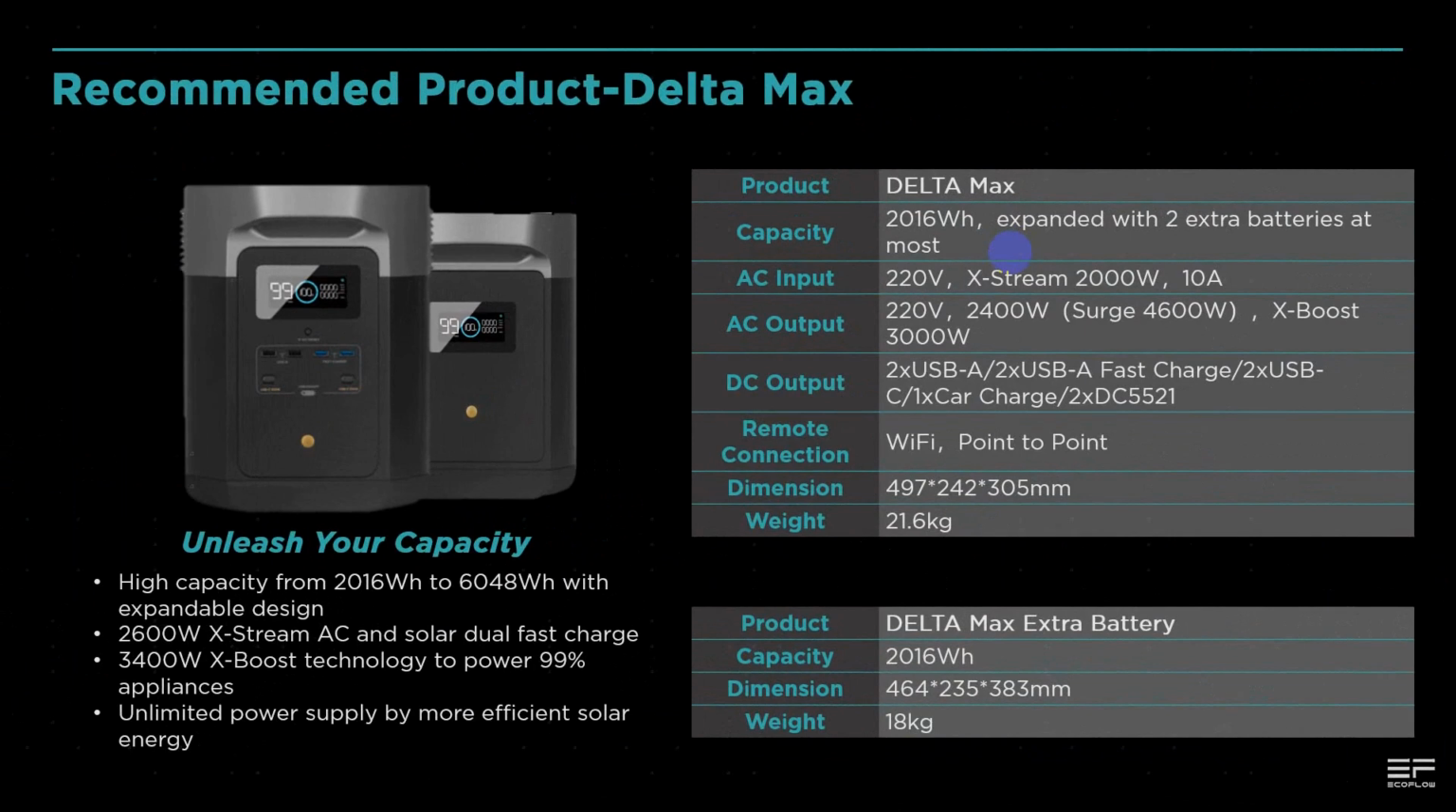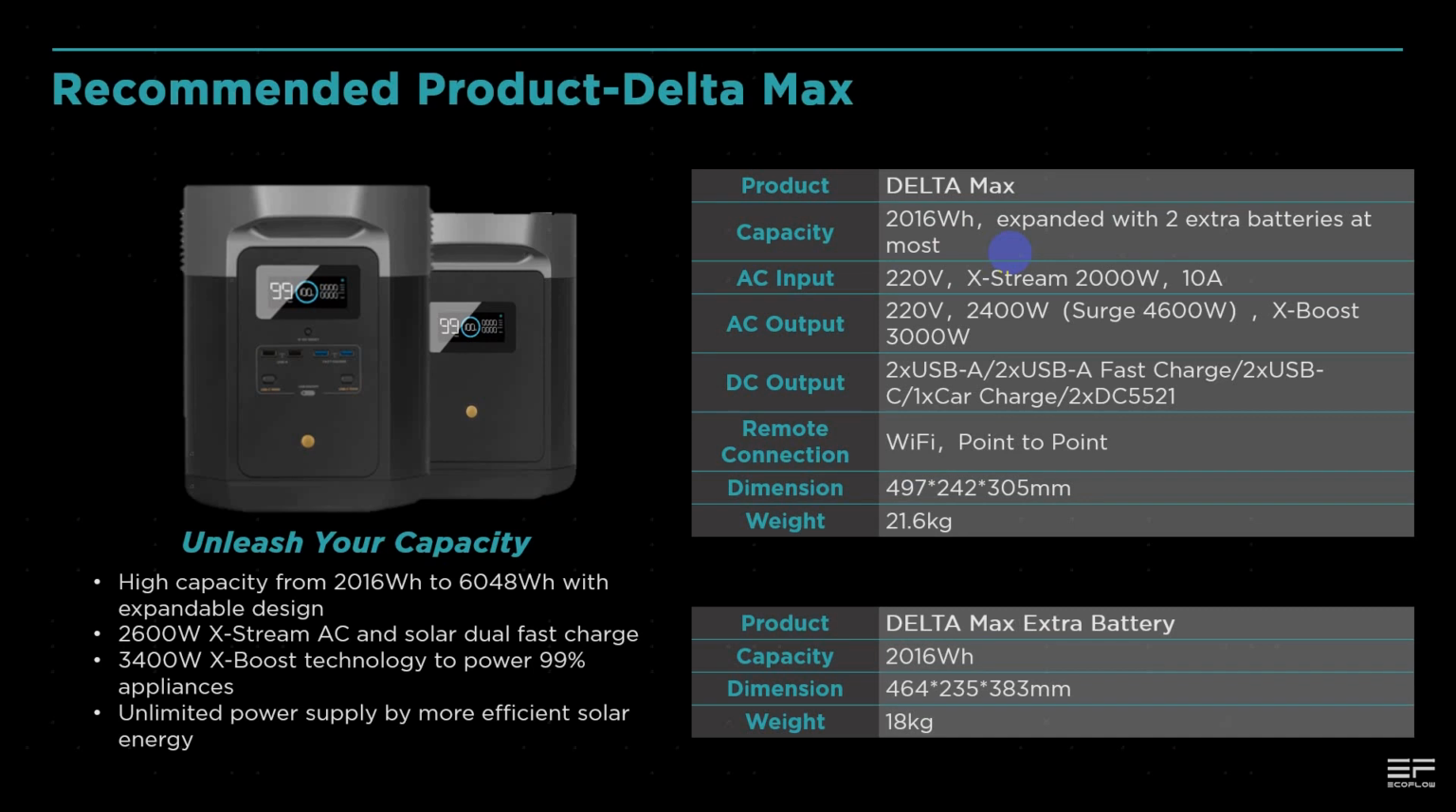Now, I will introduce the products which are suitable for surveying drones. The first one is our Delta Max. The slogan is Unleash Your Capacity. The selling points of the unit are high capacity from 2016 watt-hour to 6048 watt-hour with extendable design.